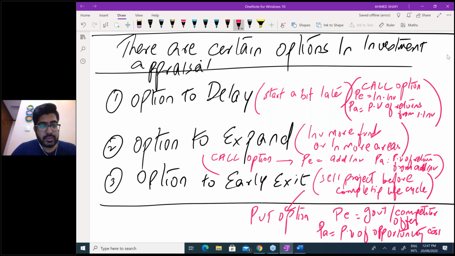If you take option to exit, means you have to sell the project. It's a put option. Selling means put. PE is the offer which we are receiving, because when we exercise, we receive money, the offer. And PA is the present value of opportunity cost.